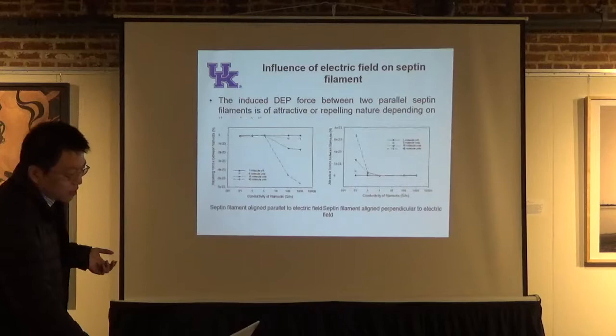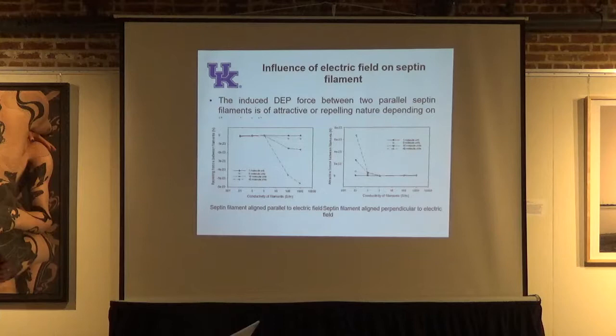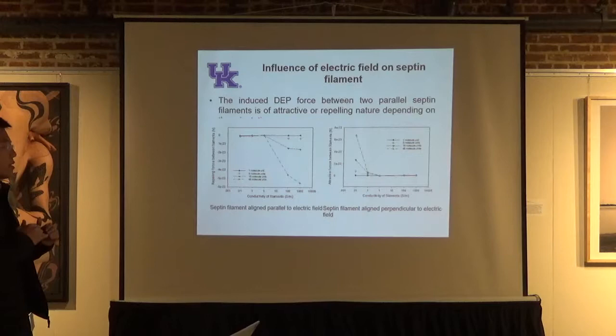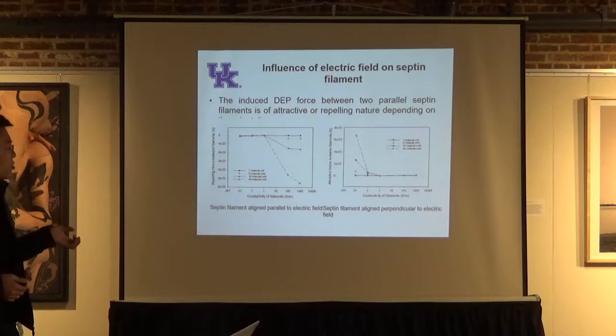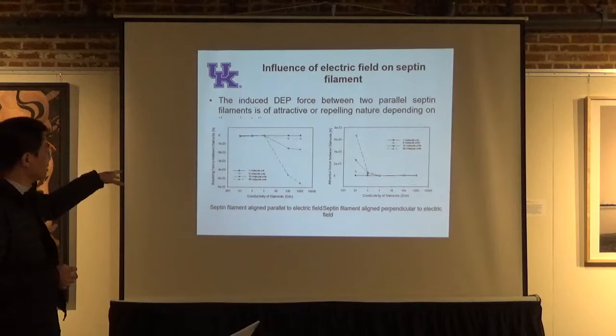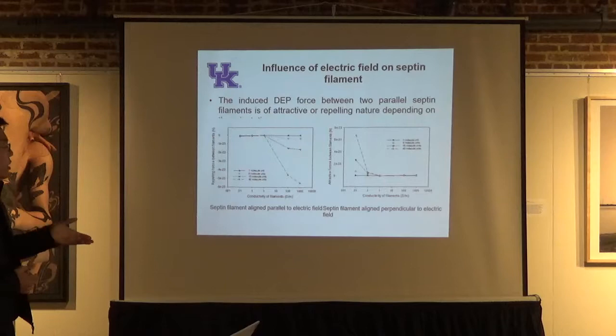Finally, we look at the influence of the electric field on septin filaments. Because these septin filaments will align in the midline of the cleavage furrow, we consider two septin filaments that align parallel to each other with a small distance. We find that the induced DEP force between these two parallel septin filaments will be either an attractive force or a repelling force, depending on their orientation to the electric field. If the filaments align parallel to the electric field, you will see a repelling force. It's not reducing; actually the magnitude is increasing. And if they align perpendicular to the electric field, it will be an attractive force.